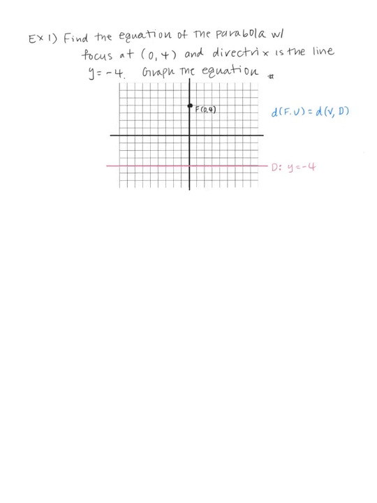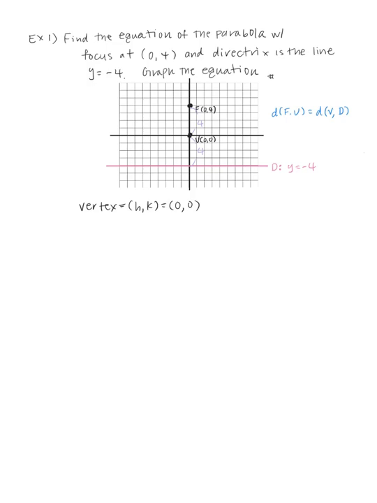So with that said, do you see that our vertex is going to be at (0, 0)? Because from here to here is 4, and from here to here is 4. So we already got our vertex. The formula is given by (h, k). This is going to be (0, 0), so h is 0 and k is 0. Let me label the vertex.